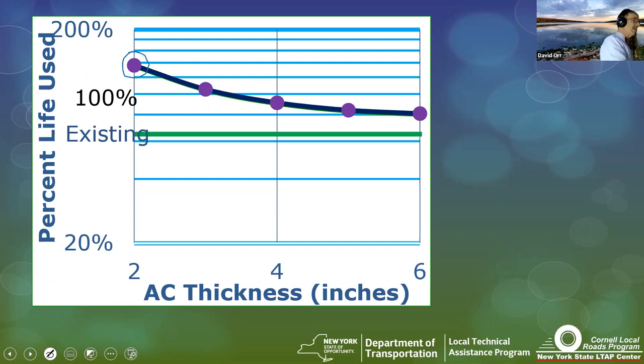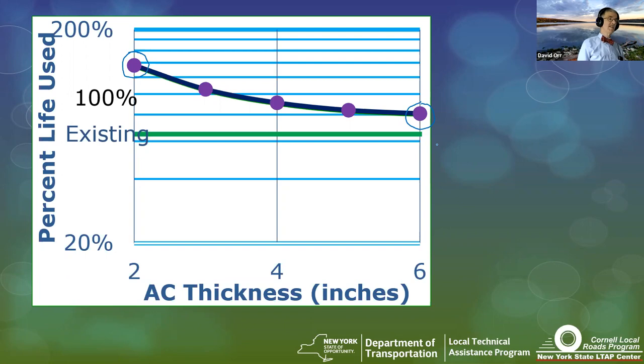There we go. So if you do it with 2 inches, you're actually well above 100%. You've lost too much pavement. So now that's not good enough. But let's put in 6 inches. Well, if I do 6 inches, I got plenty of life left. I've reduced the stress in the existing pavement enough. It's going to be down under 100%.